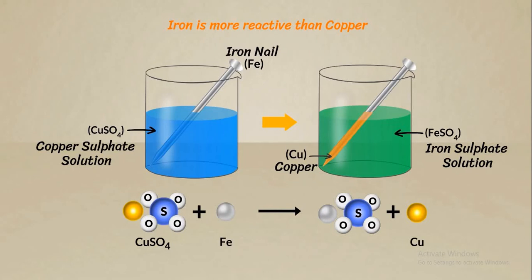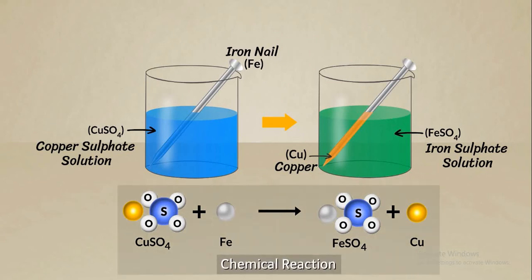By doing so, copper which is in compound form becomes free, while free iron gets attached to sulfate and forms a compound. Clearly, there is change in chemical composition. Where there is change in chemical composition, there is a chemical reaction.